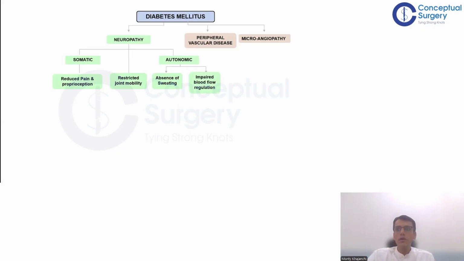Restricted joint mobility: your muscles or the group of muscles also undergo neuropathy and they would not coordinate with each other well, the internal as well as the external muscle group. And there is reduced pain and proprioception. You get injury, but you don't feel it till it gets deeper, till it gets worsened. So this all causes small muscle weakness, increased foot pressures, and there is callus.